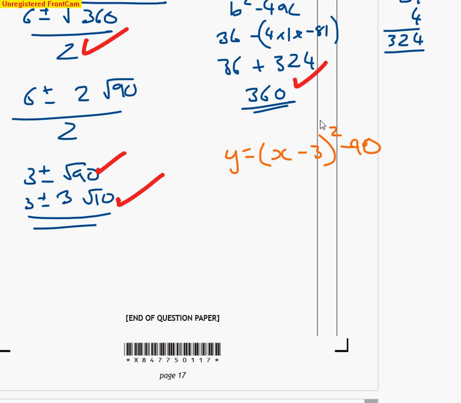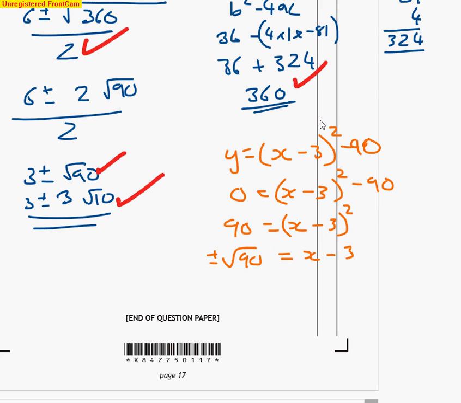So we're finding the roots. The roots of y is equal to 0. So we just set this equal to 0. So let's move 90 over. 90 is equal to x minus 3 squared. And the only hard thing here is now we're doing a root on both sides. Now root 90 is almost the correct answer. The true correct answer is plus or minus root 90.